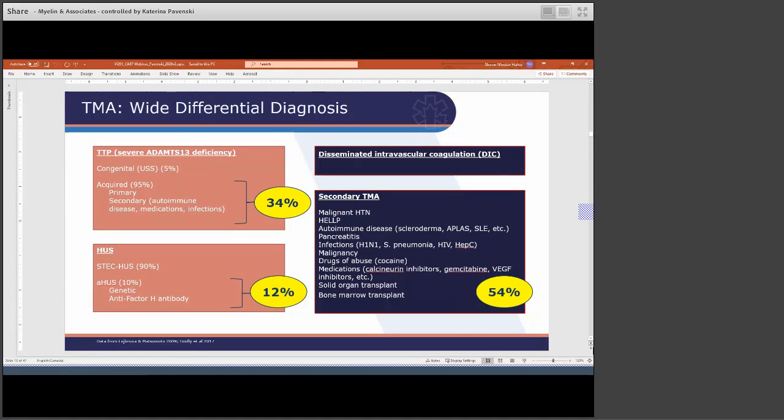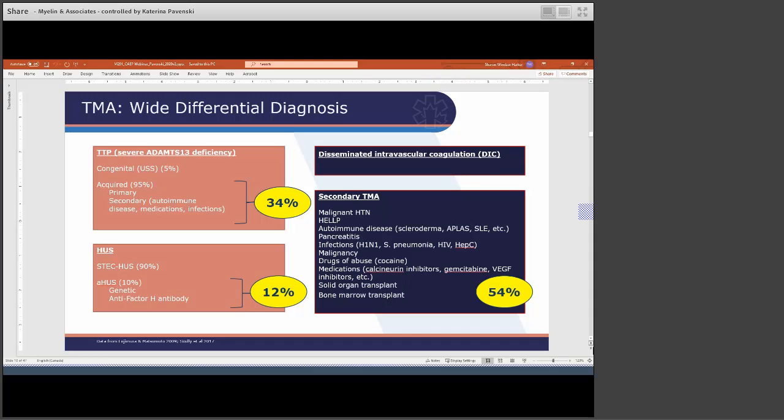What the patient may have is either TTP or aHUS, but in the vast majority of cases, at least based on the data from the big registry that originated in Japan, greater than 50% would be all these other secondary TMAs. So they're not TTP, they're not aHUS, and in order to diagnose these disorders, for the majority of them, you would need to do extensive investigation. But this is not what you would do in the emergency room. So what are you supposed to do in the emergency room? Let's go to the next slide.